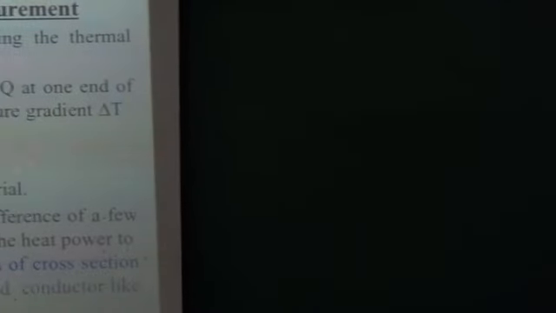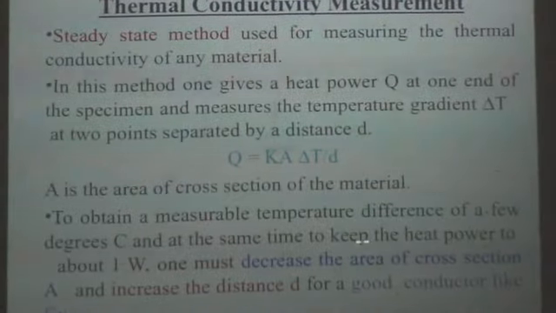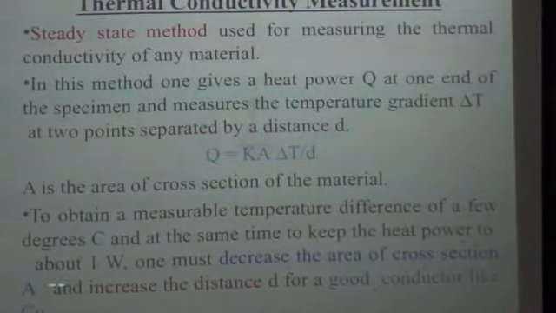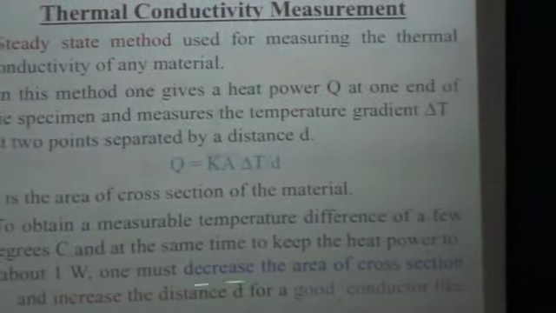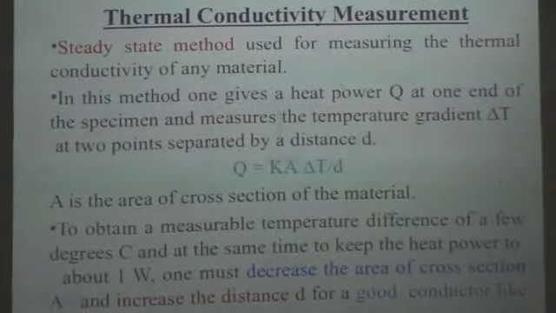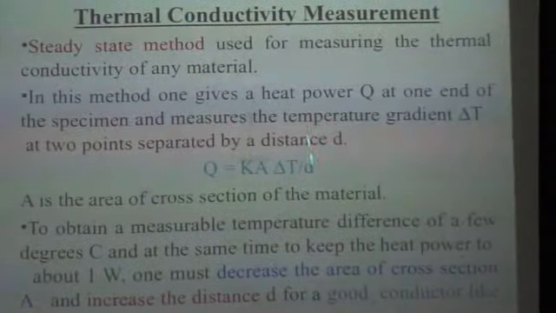So here, to obtain a measurable temperature difference of a few degrees centigrade, and at the same time to keep the heat power about 1 watt, one must decrease the area of cross section and increase the distance D for a good conductor like copper. For a poor conductor, it will be the other way around. You can check it like this.